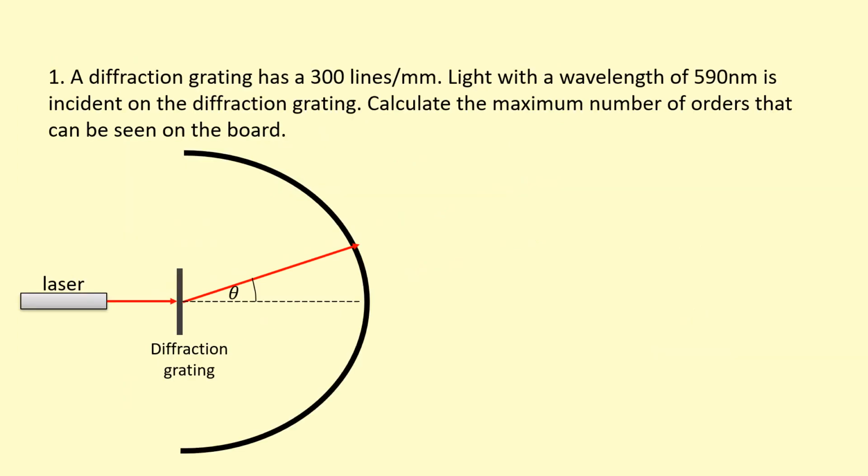Okay, in this question, the diffraction grating has 300 lines per millimeter. Light with a wavelength of 590 nanometers is incident on the diffraction grating. Calculate the maximum number of orders that can be seen on the screen, which is curved here.